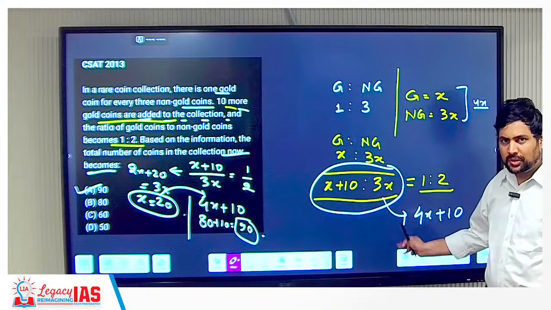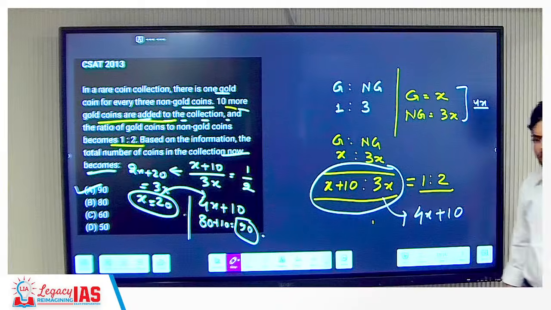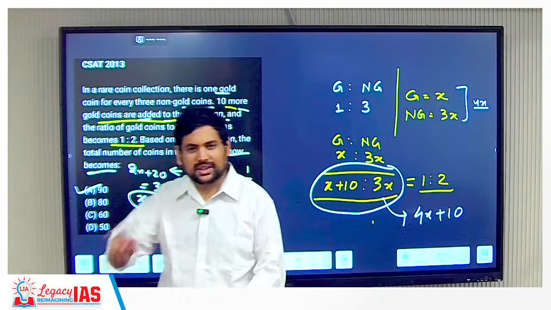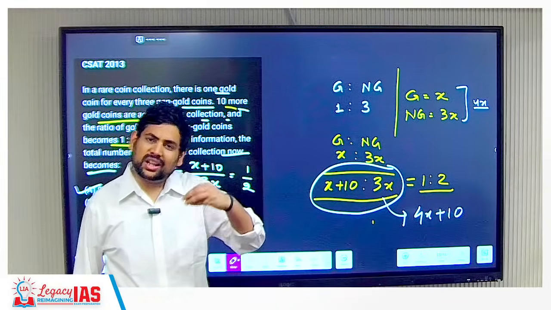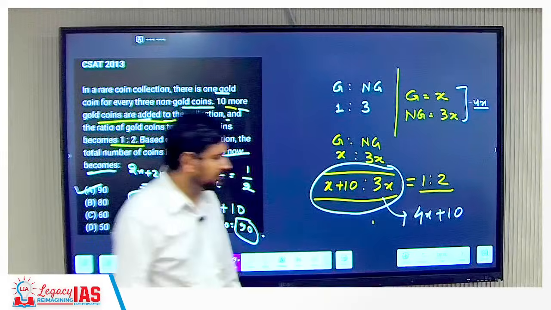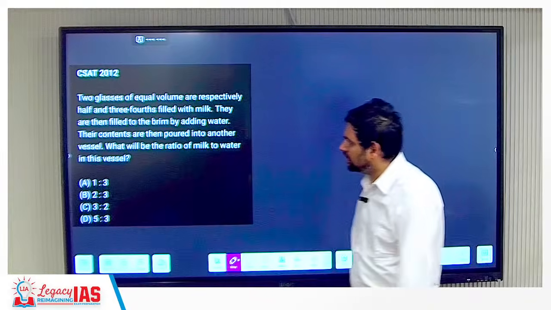Okay. So you had to be careful at the last step. Now, after this, we have certain questions in which there is mixing. There is milk and water and some mixing is there. Those are still ratio based questions only. Very simply, we can do it by ratios. Then, let's see them. Yeah, this is the first question.